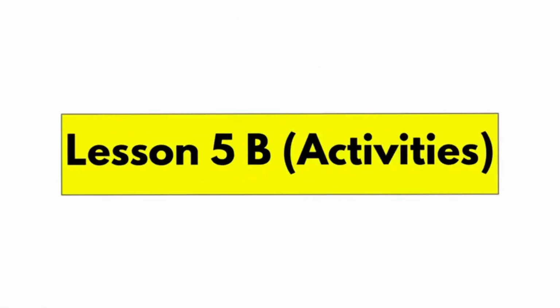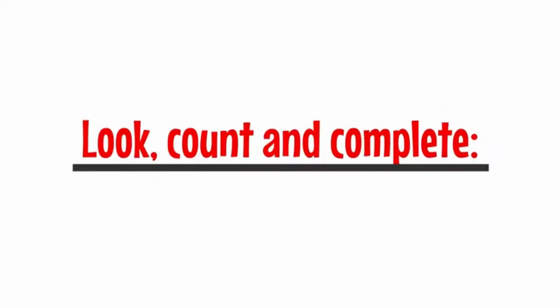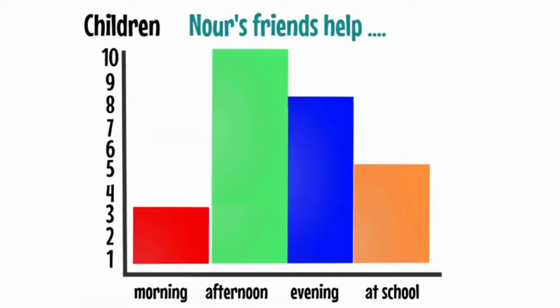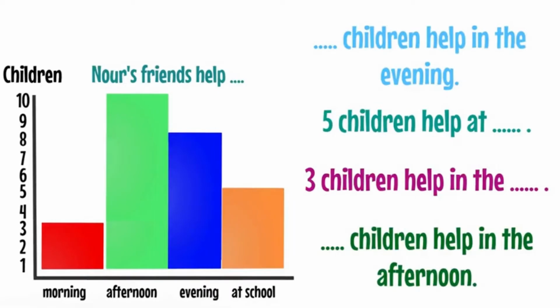Lesson 5B, Activities. Look, count, and complete. 10 children. Newer's friends help. Morning, afternoon, evening. At school. Children help in the evening. 5 children help at. 3 children help in the. Children help in the afternoon.